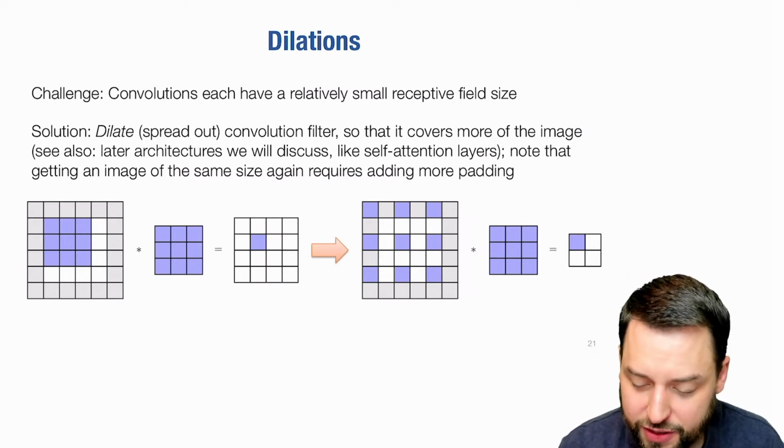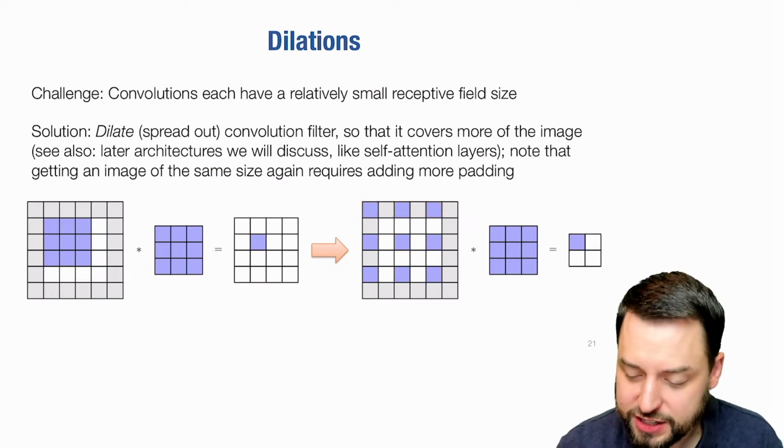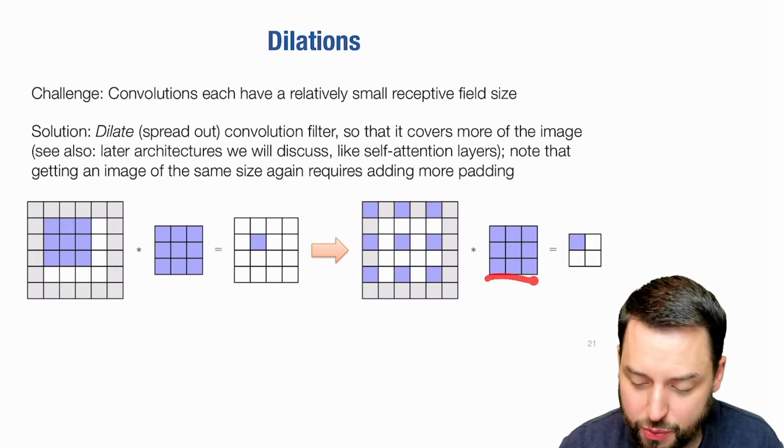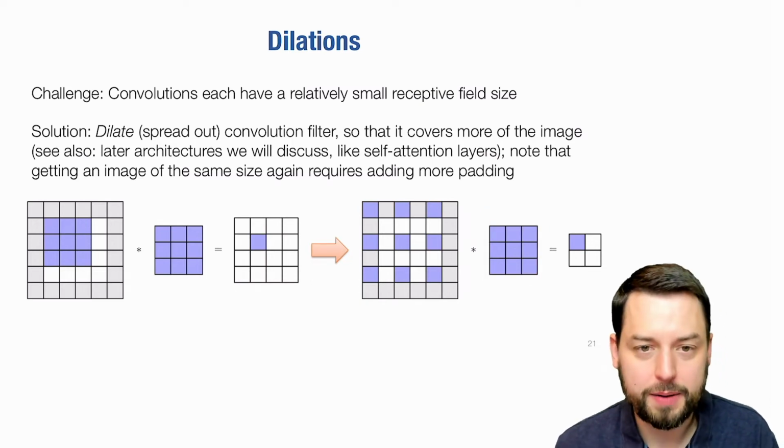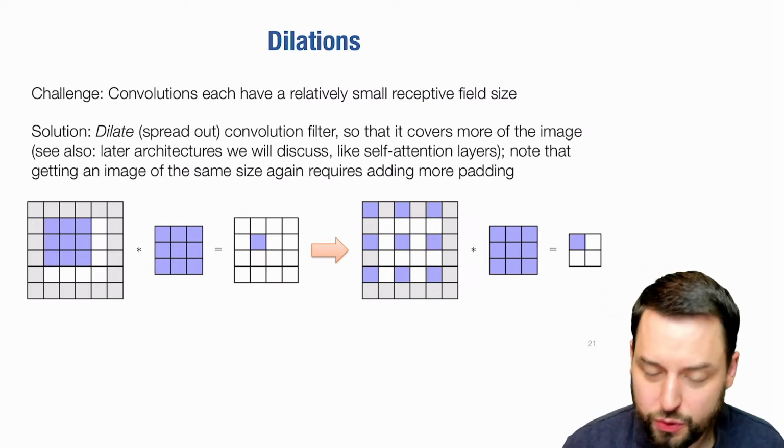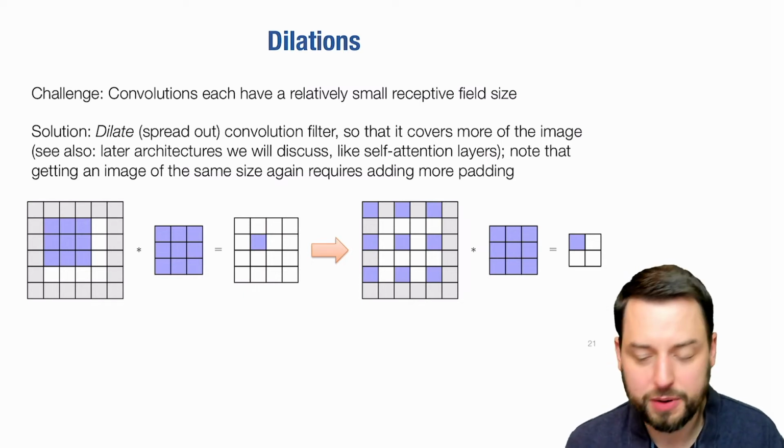But the idea here is that we spread out the influence of this across multiple points, such that our 3x3 filter is able to capture more spatial properties of the input.